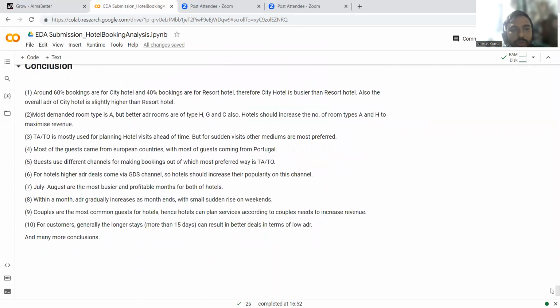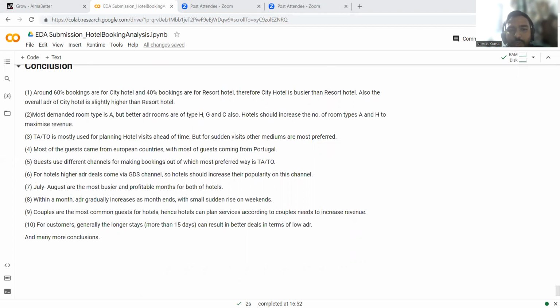So here are some conclusions that can be drawn from the EDA capstone. Around 60% of bookings are for the city hotel and 40% for the resort hotel. Therefore, the city hotel is busier than the resort hotel. Also, the overall ADR of the city hotel is slightly higher than the resort hotel. The most demanded room type is A, but better ADR rooms are types H, G, C. Also, hotels should increase the number of room types A and H to maximize revenue.